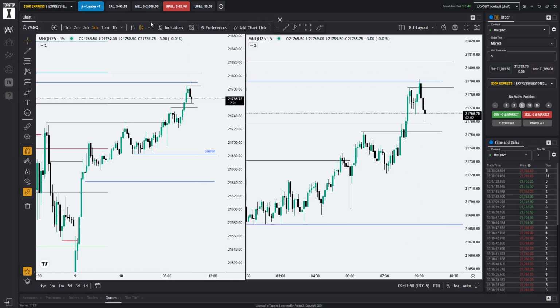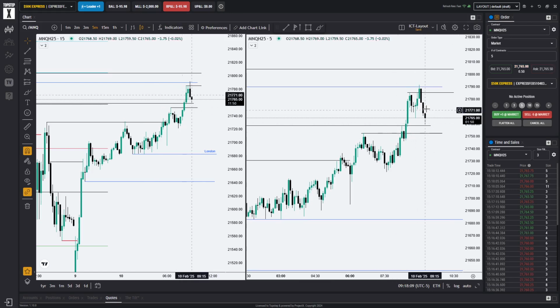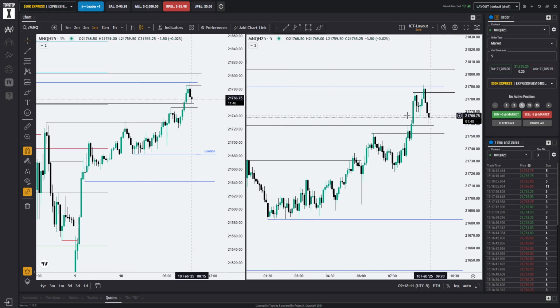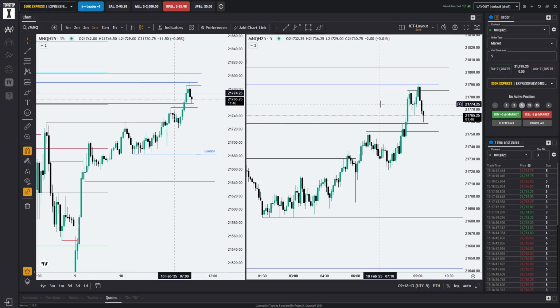I have taken a couple of trades pre-market, as you can see the result, minus $95. I was trying to short this a little bit too early. That's okay.